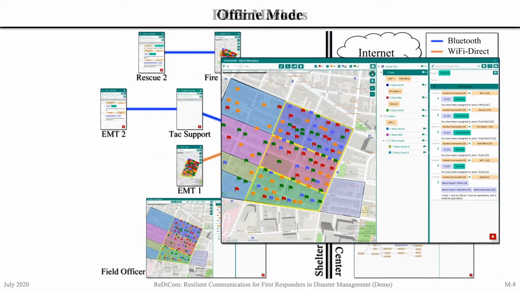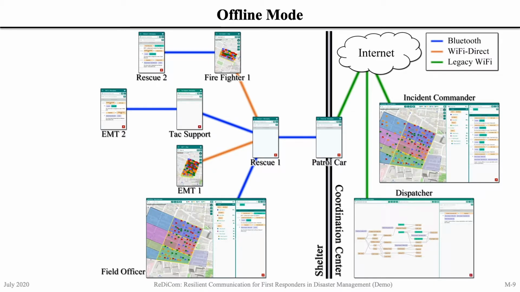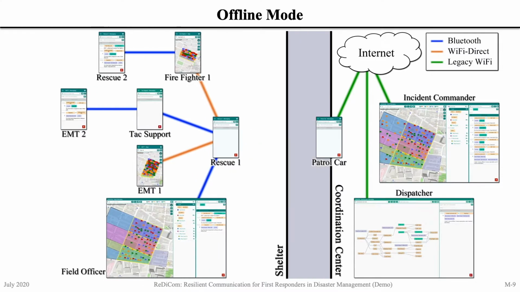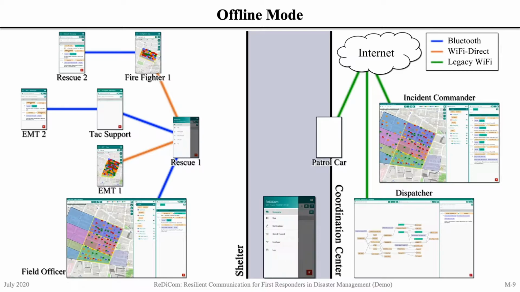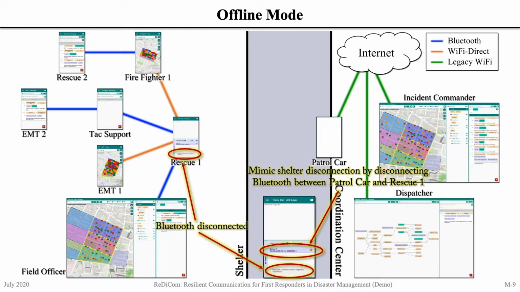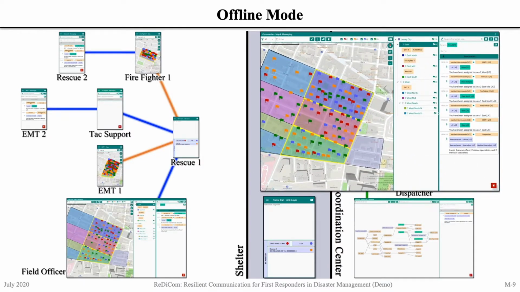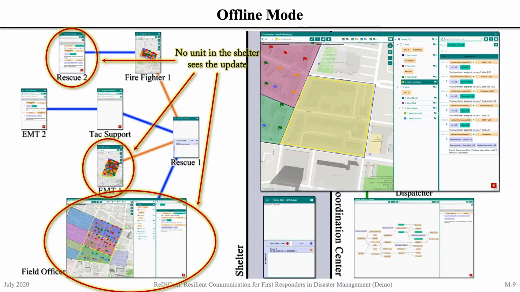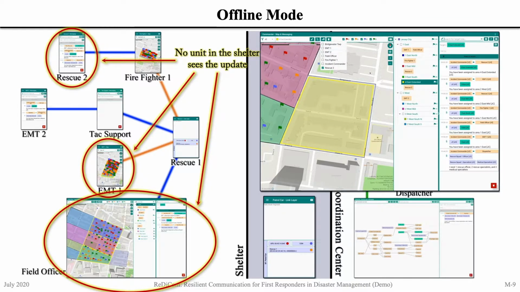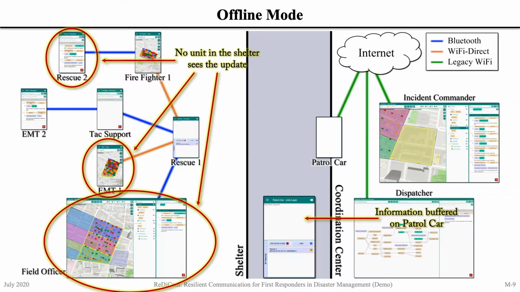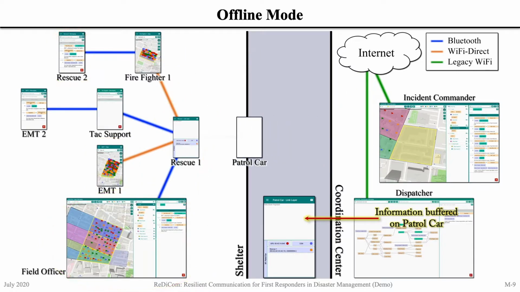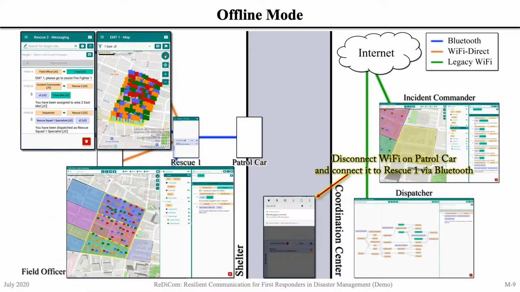The map application can also work in infrastructureless environments. We assume that the shelter is far away from the coordination center. We mimic it by disconnecting the Bluetooth link between the patrol car and the rescue one. Now commander adds a new area in the east and assigns Rescue 2 to the area. No unit in the shelter sees the update since they are not connected, but the information is buffered on the patrol car. When the patrol car moves to the shelter, we mimic it by disconnecting the Wi-Fi on the patrol car and connect it to Rescue 1 via Bluetooth.